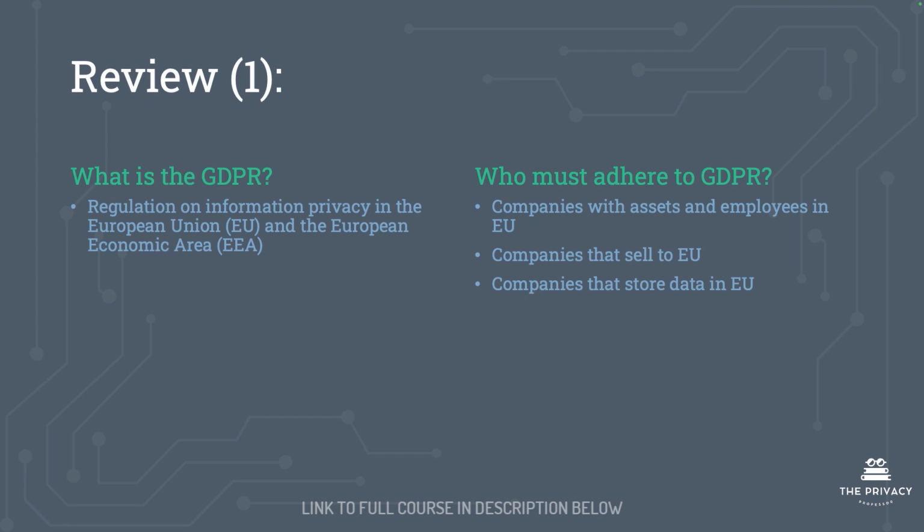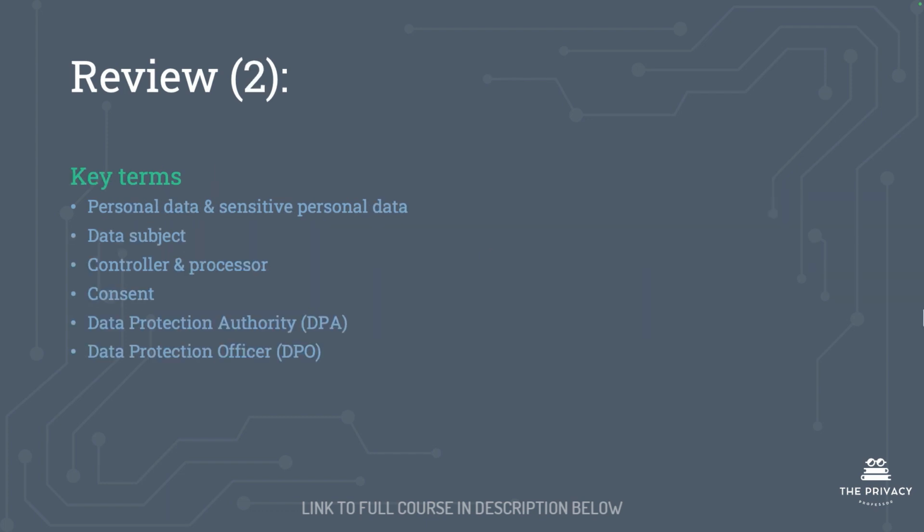In this lecture, we have answered the question, what is the GDPR? The GDPR is a regulation on information privacy in the European Union and the European Economic Area. Companies with assets and employees in the EU, companies that sell to the EU, and companies that store data in the EU must all adhere to the GDPR. Key terms that you need to know for the CIPP US are personal data and sensitive personal data, data subject, data controller and processor, consent, data protection authority or DPA, and data protection officer or DPO.